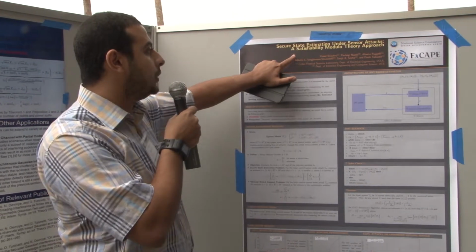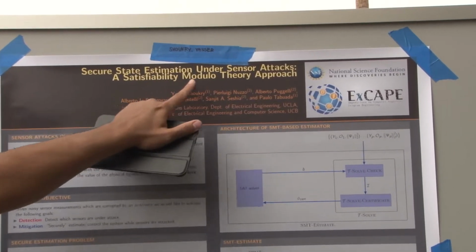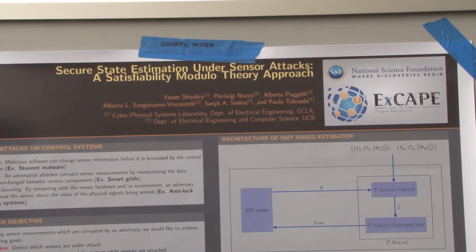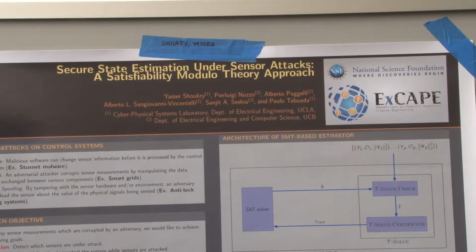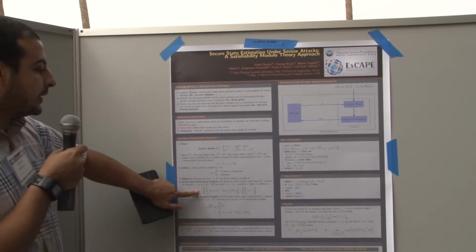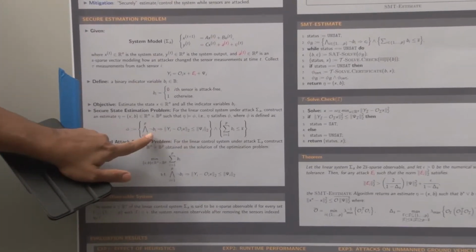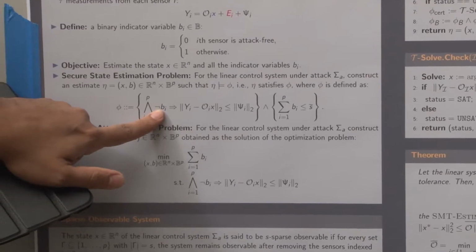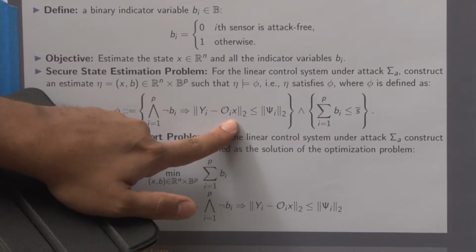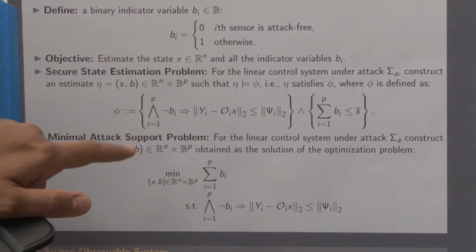And that's what we use: satisfiability modulo theory. In the satisfiability modulo theory approach, or SMT, you have a formula that has both Boolean variables as well as non-Boolean variables, and you try to satisfy this formula. This is the formula that we would like to satisfy. We are searching for the b_i's and x. The b_i is an indicator variable saying whether this sensor is under attack or not, and x is the state of your system. And we would like to satisfy these conditions.